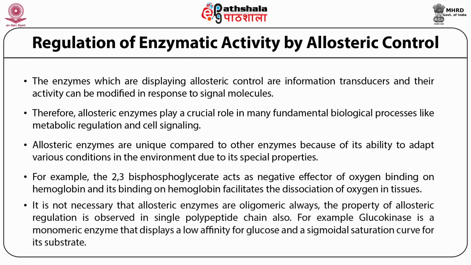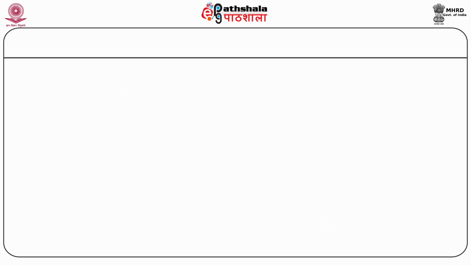It is not necessary that all allosteric enzymes will always be multimeric molecules. For example, glucokinase is a monomeric molecule, but its Km value for glucose is so high, and its binding with glucose is so low, that it shows a sigmoidal curve. So it is not necessary that the allosteric molecule must always be a multimeric molecule.